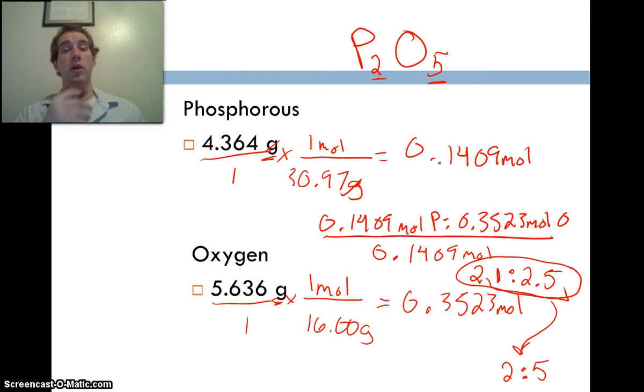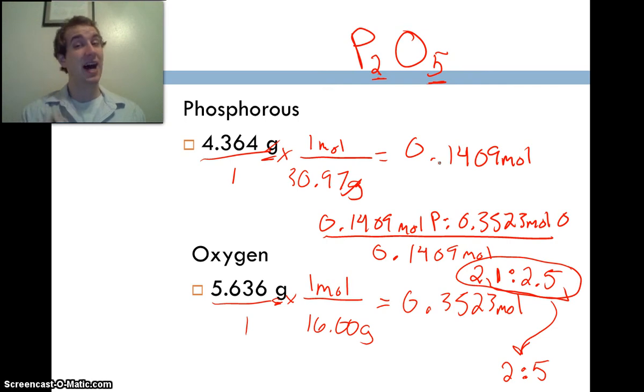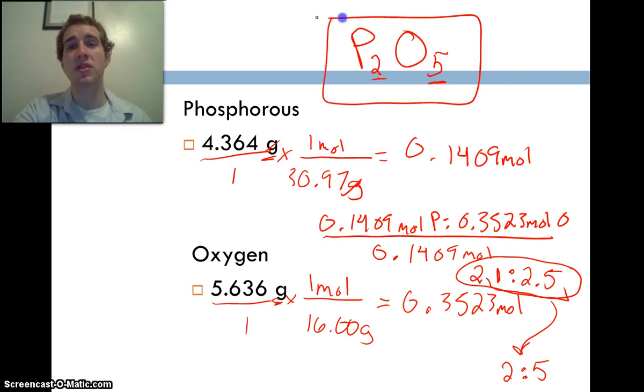All right. Oh, and bonus points. What would you call this? P2O5. Hopefully you would call this diphosphorus pentoxide. Right? So all we've got now is a new set of tools, a new set of steps to help us go from percent to mass, then mass to moles, divide by small, multiply till whole. So really from percentages back to the subscripts, back to the stable, most reduced compound.